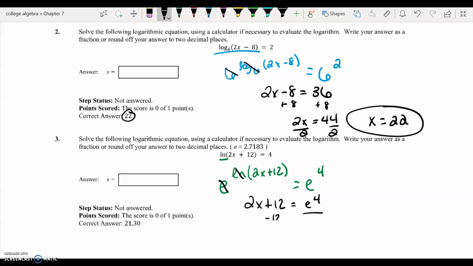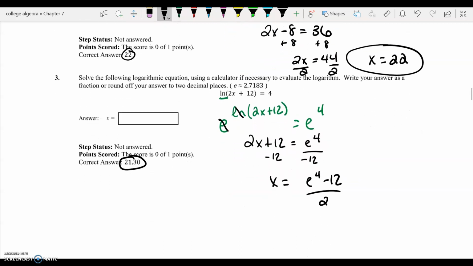You would type that into your calculator. I don't know what that is. And then you would subtract 12 and divide by 2 and solve it, and you would get this answer. I don't have a calculator with me, so I'm not going to do it. But I would subtract 12 and then divide by 2. So my answer would be e to the fourth minus 12 divided by 2, which ends up being 21.3.